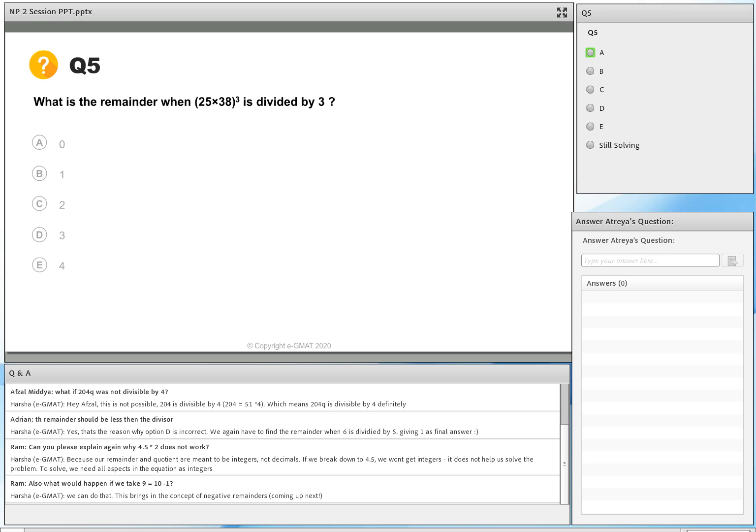All right, last 5 seconds to mark the answer, guys. If you have not marked the answer, please mark it. 3, 2, and 1. I'm going to end the poll, and I am very happy because I can see 81% of you have told me that the answer for this question is choice C, which is essentially the correct answer. Now, what's given in the question? It's given that I need to calculate the remainder when 25 times 38 whole to the power 3 is divided by 3.